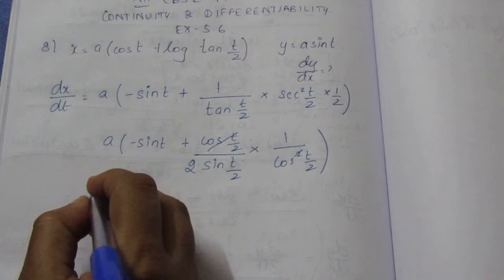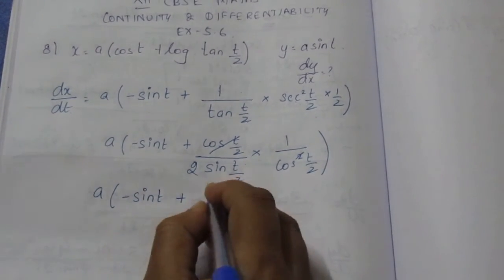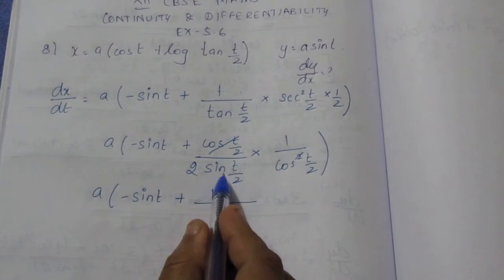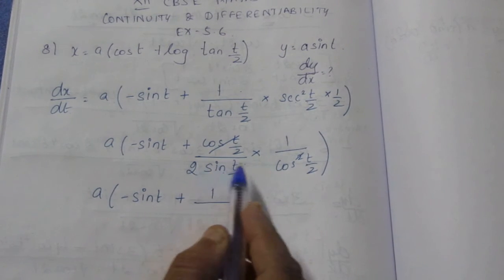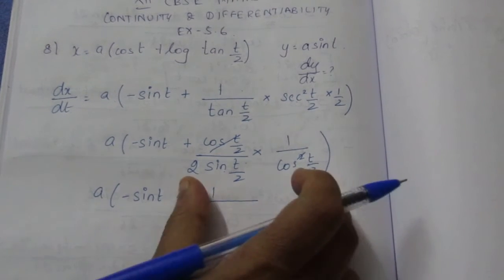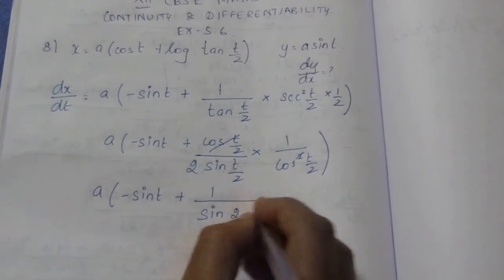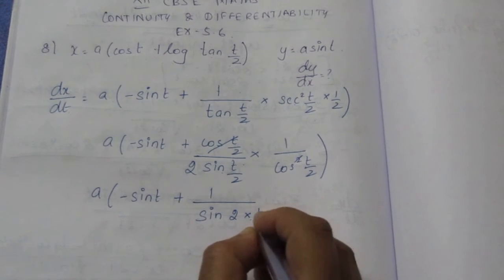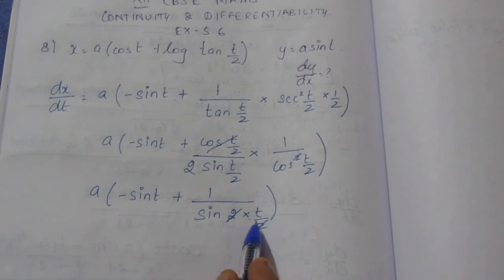Now we have a into minus sin t plus 1 by here 2 sin theta cos theta. If it is 2 sin theta cos theta, we can write this to be sin 2 theta, because this is the formula for sin 2 theta. Here the sin 2 theta value is t by 2, so I am writing it to be t by 2. This gets cancelled. Now it becomes sin t.